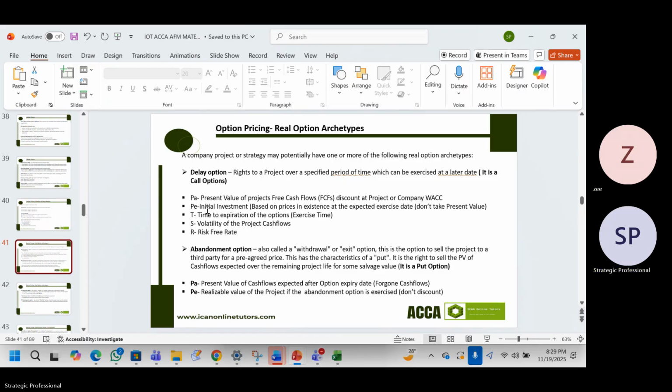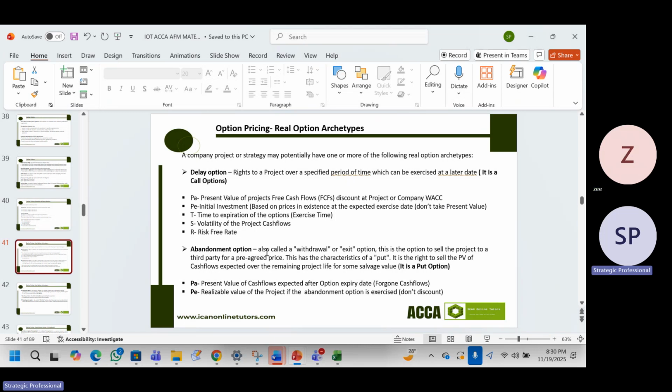Let's move on. PE is the initial investment based on prices in existence at the expected expiry date. Don't take present value. I intentionally include this one, so don't think that in PE you take present value. It's only PA that you take present value of. PE is the initial investment.